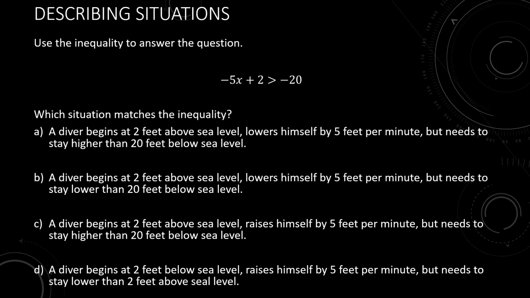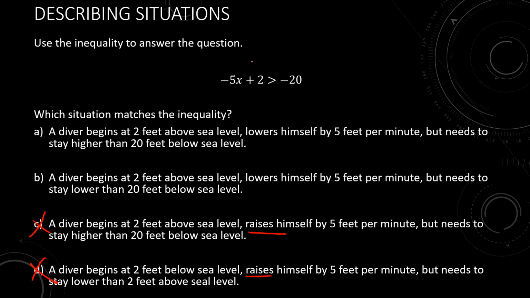All right, which situation matches the inequality? So let's look here. Negative 20 is our total. I'm probably going down by 5 feet, right? Which means that these two that say raises are out. And I'm starting probably 2 feet above something. So here they both start 2 feet above sea level, and he lowers himself by 5 feet per minute, and he needs to stay lower or stay higher than 20 feet below sea level.